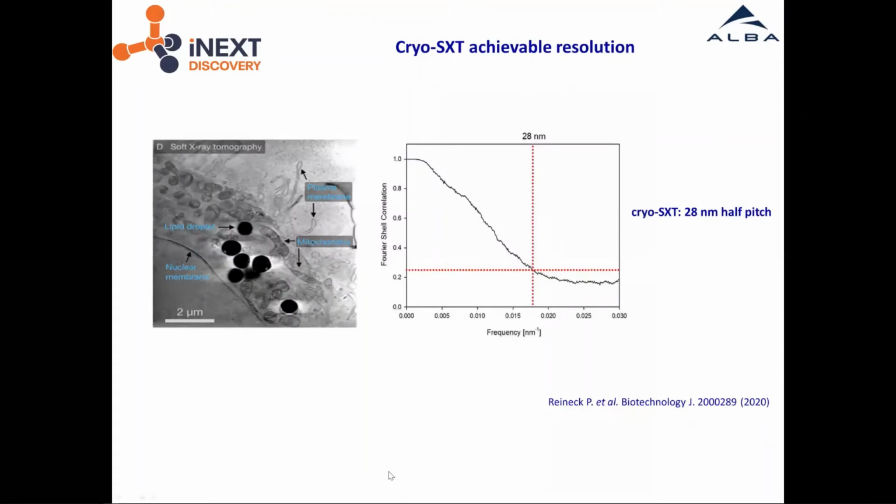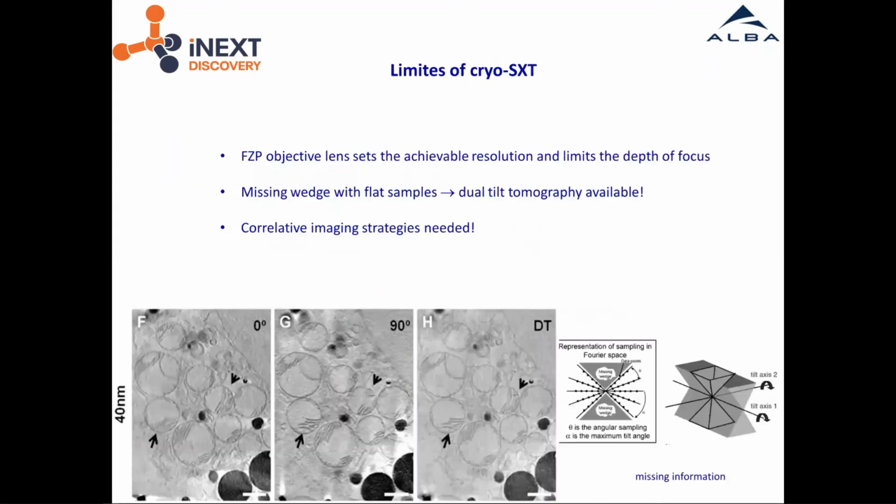So now if we go at which is the resolution that we can achieve, it's between 25 to 30 nanometer half pitch. And this is set by the lens, and this is what I'm putting here, which are the limits of the technique. The lens is giving us the resolution, but also the depth of field that we can get. The higher the resolution, the lower the depth of field.